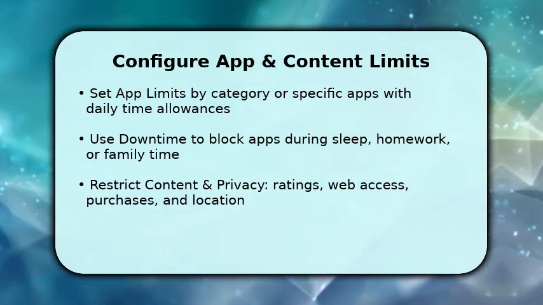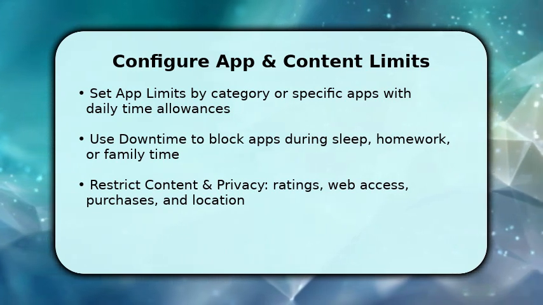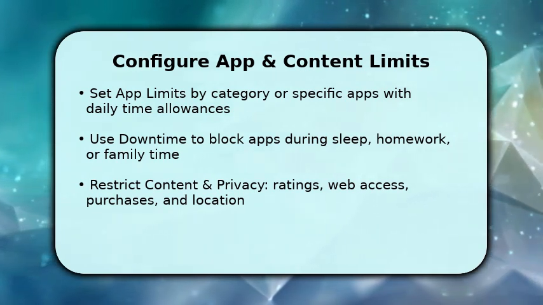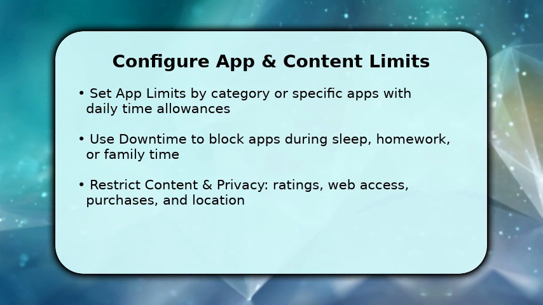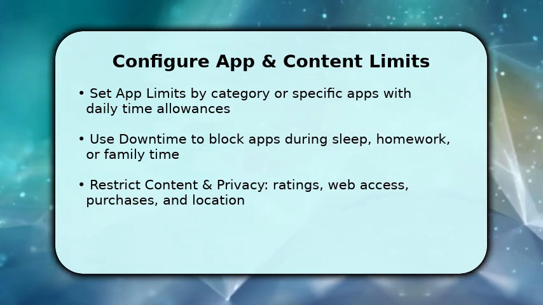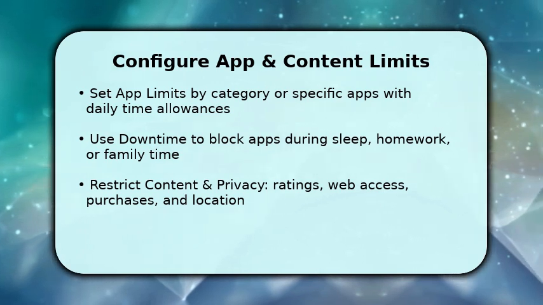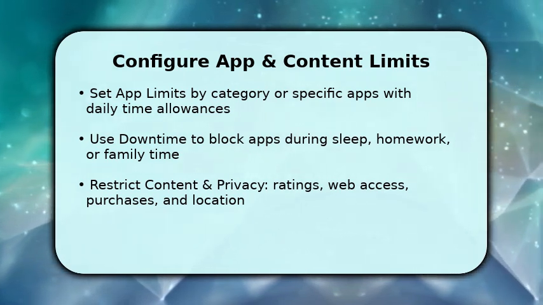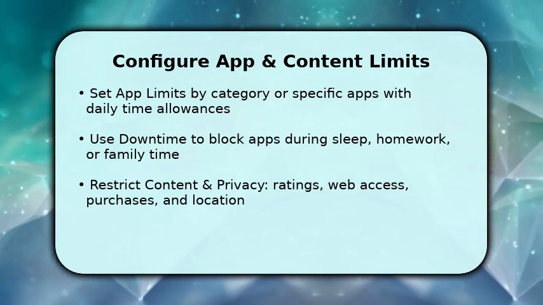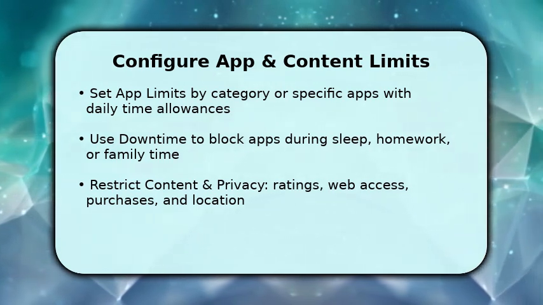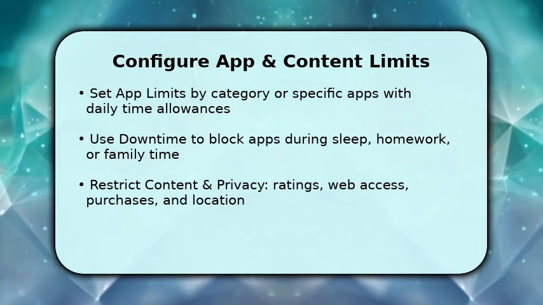Then configure downtime to block all but allowed apps during specified hours, like bedtime or homework. Choose days and hours precisely. Next, open content and privacy restrictions to control explicit content, web access, in-app purchases, and location sharing. Make sure to allow only necessary apps that are always allowed, so essential tools remain available.